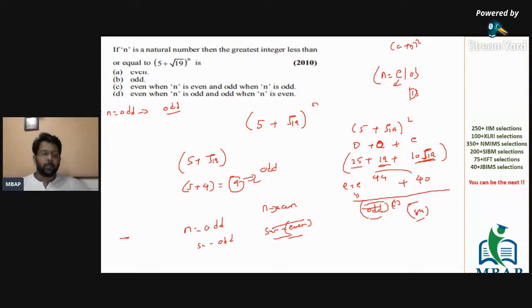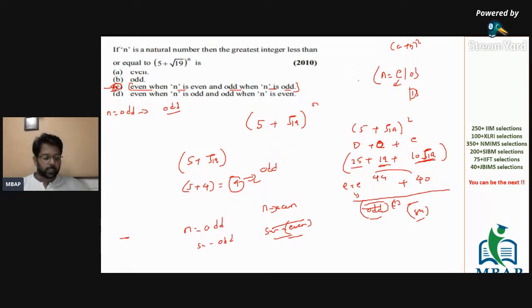So which of the following options will you mark? Option A, B, C, or D? Among all, you will mark option C to be the final answer: even when n is even, and odd when n is odd. I hope this is clear and clean to all of you.